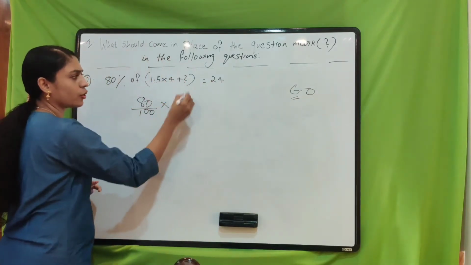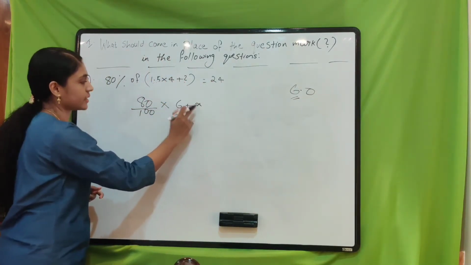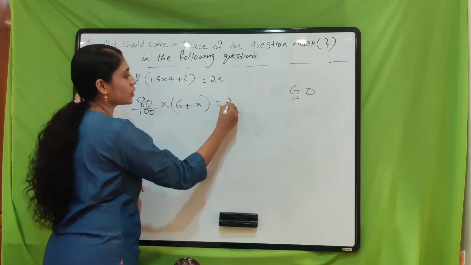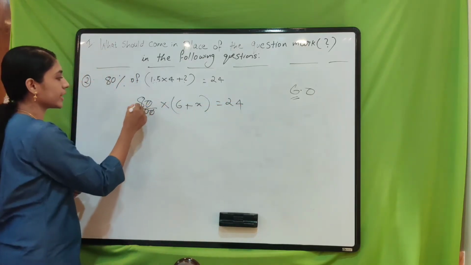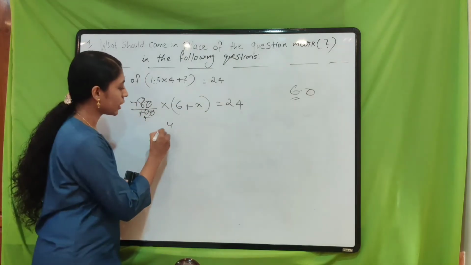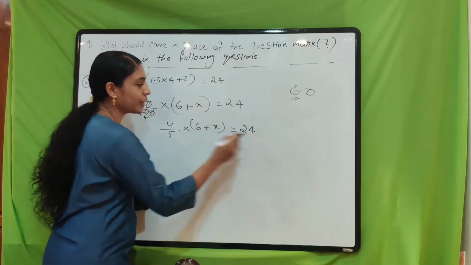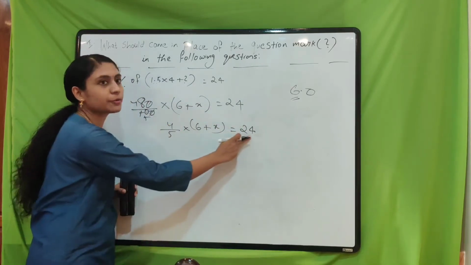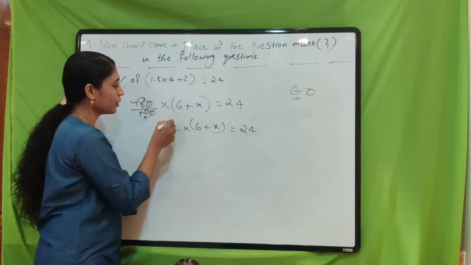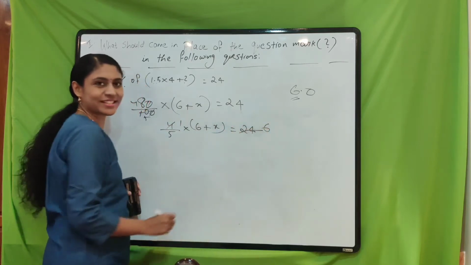Understood? 6 plus an unknown number x. You have to find this x, right? 6 plus x is equal to 24. 80 by 100, 8 by 10, 4 by 5, right? Now you got 4 by 5 into 6 plus x is equal to 24, right? And you can cancel 4 and 24 because 24 is divisible by 4. So here it becomes 1 and here it becomes 6, right?